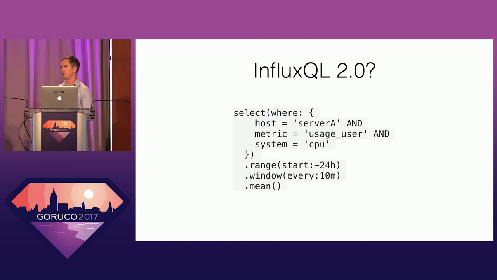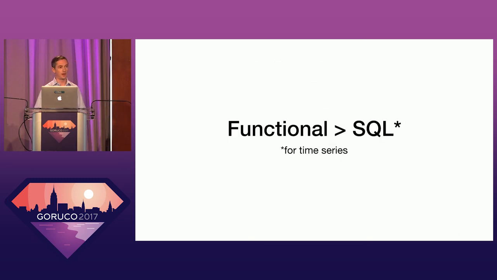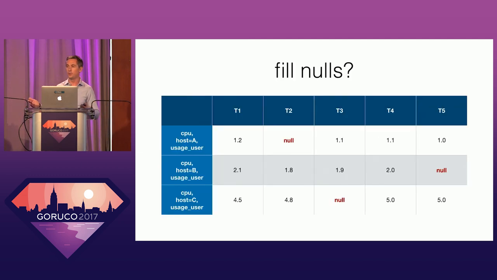Because when you think about the basic use cases, SQL actually works really, really well, and people know it. But my contention is that for the time series use case, functional is actually a much better way to represent what you want to do than SQL, because we're not working with sets. We're working with streams of data, streams of time series data. So here's an example. What if we had nulls in this table and we wanted to fill them based on different behavior, either with the previous value or with the mean of the range of data that we're looking at? That could get complicated in SQL.